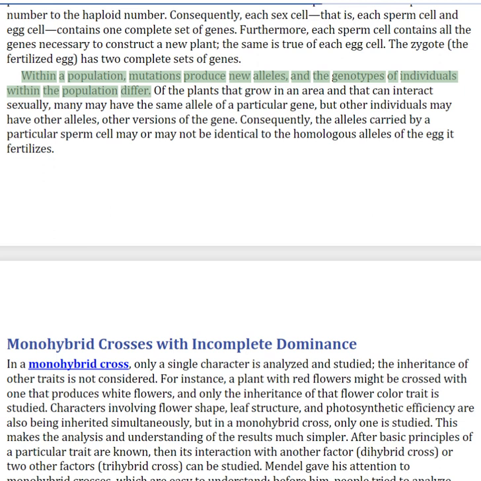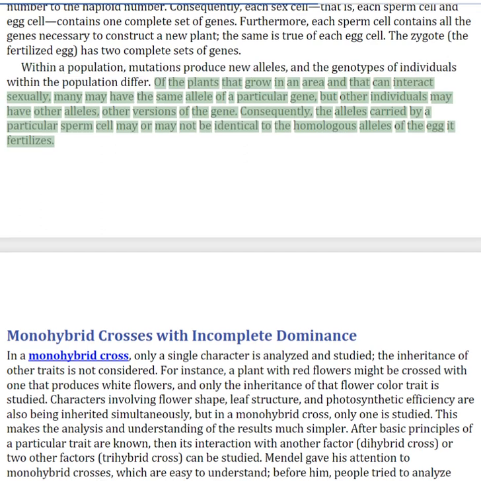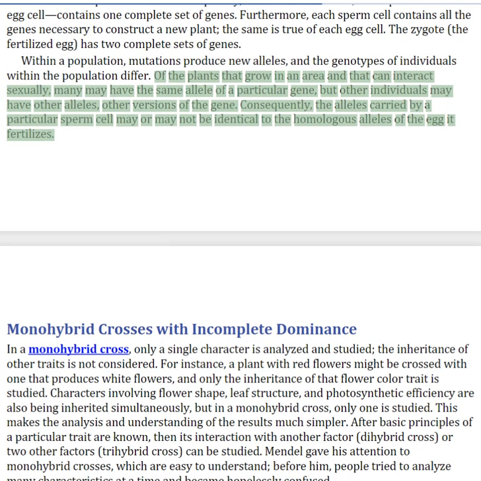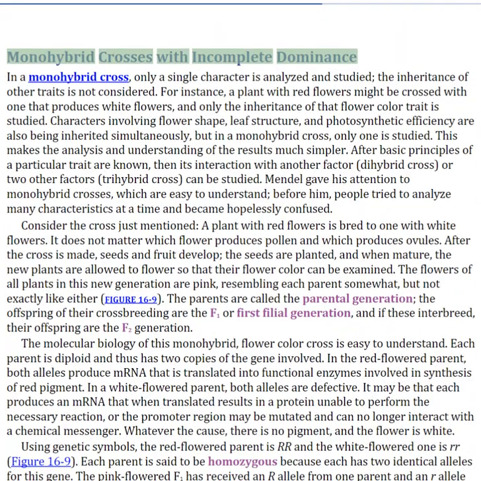Within a population, mutations produce new alleles, and the genotypes of individuals within the population differ. Of the plants that grow in an area and that can interact sexually, many may have the same allele of a particular gene, but other individuals may have other alleles, other versions of the gene. Consequently, the alleles carried by a particular sperm cell may or may not be identical to the homologous alleles of the egg it fertilizes.